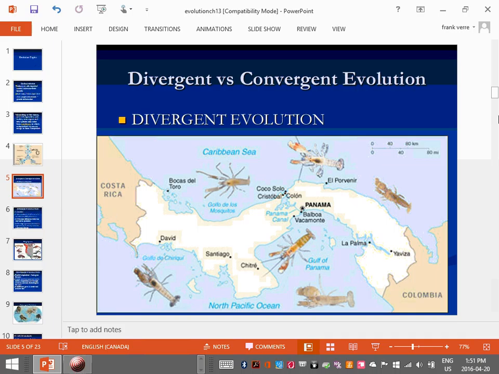What do you think is meant by convergent evolution then? Putting them all more similar. Yeah, making things more similar.